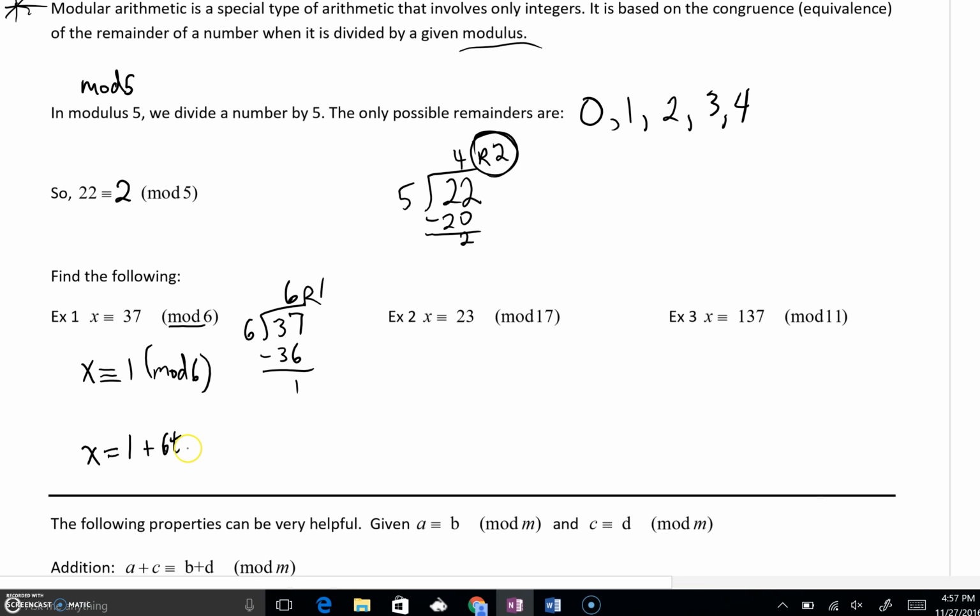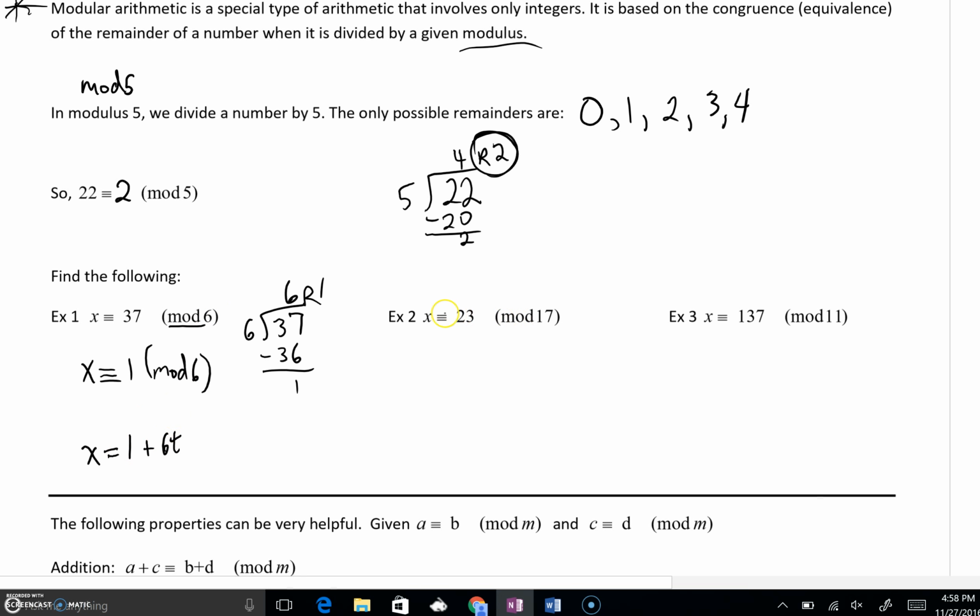What I'm really getting at is, if t is equal to 1, we'd say x is equal to 7. 7 would also have a remainder of 1 in this situation. If t were to equal 2, 2 times 6 is 12. 12 plus 1 is 13. 13 is going to be another solution to this equation in the sense that you'd have the same remainder, a remainder of 1.